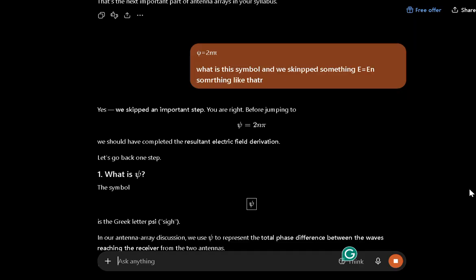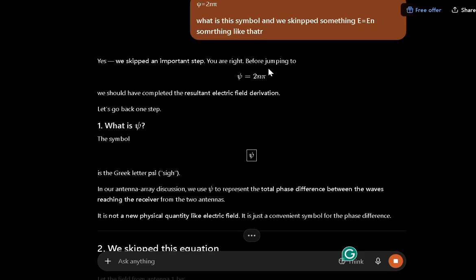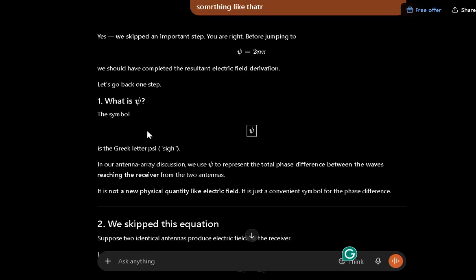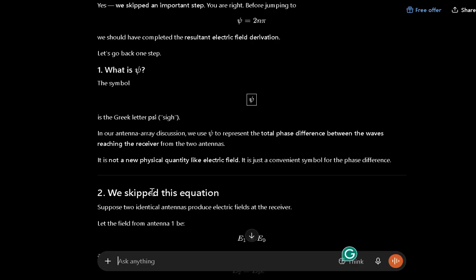This is literally an important step, right before jumping to this. What is psi? This is the Greek letter psi. In our antenna discussion, we represent the total phase difference between the waves reaching the receiver from the two antennas. So it is a total phase difference. This is the phase difference, and that is the path difference.